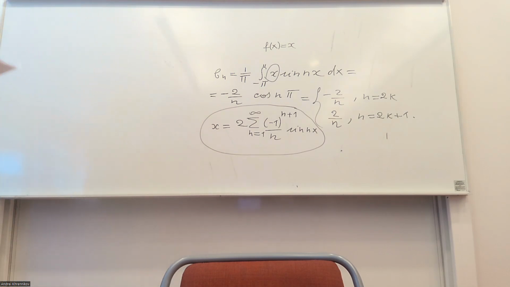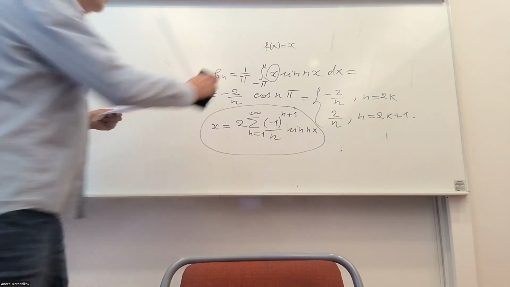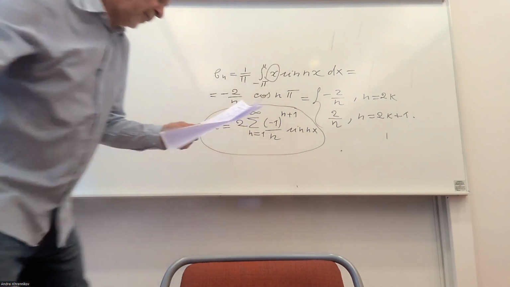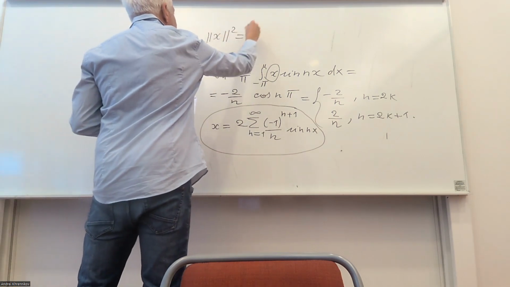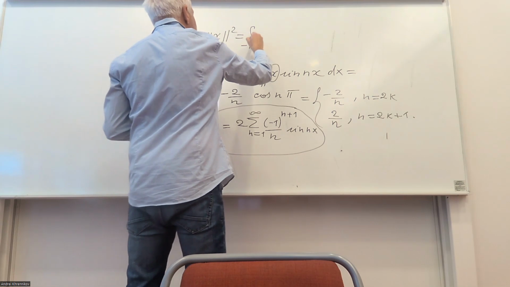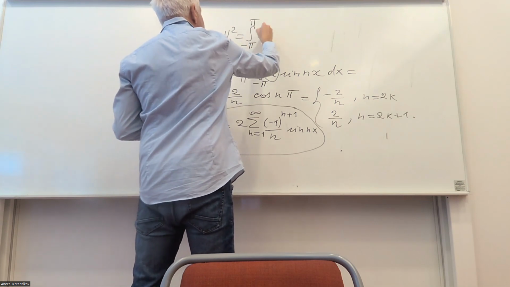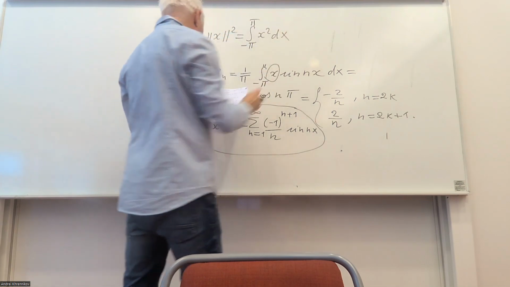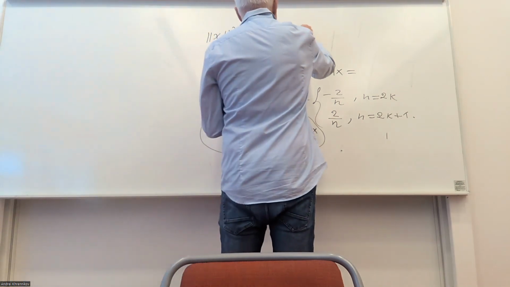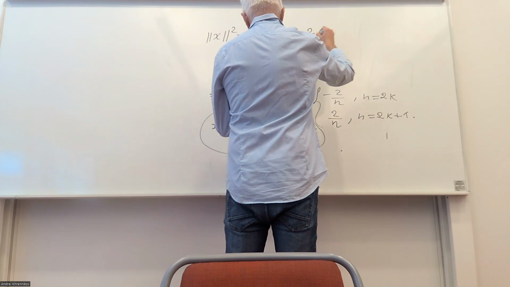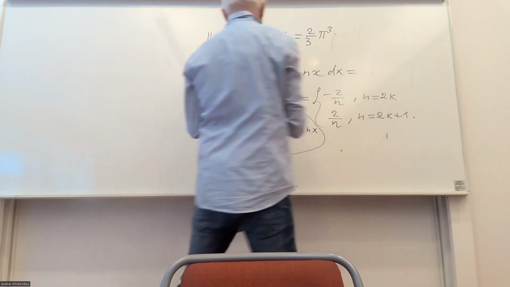Now we want the square of the norm. Let us do this. So the integral of x square from minus pi to pi, x square dx, will be x cube divided by 3. So 2/3 pi cube. So it's not pi cube.